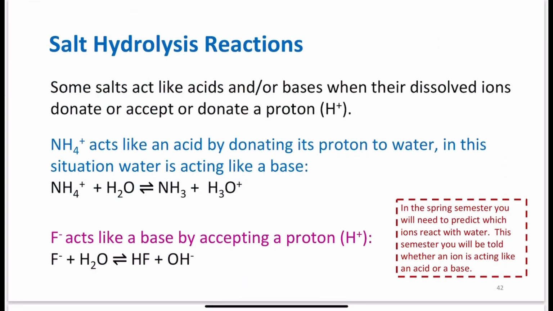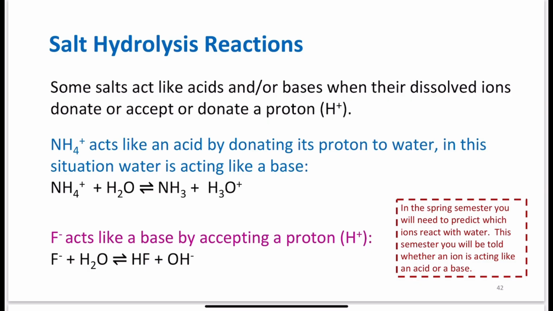Next up, we have salt hydrolysis reactions. A salt hydrolysis reaction is where you have a salt that's causing a solution to be acidic or basic. So basically, you have a cation portion or an anion portion of your salt in solution that's acting as an acid or a base. What do I mean by that? Acts as an acid or a base.